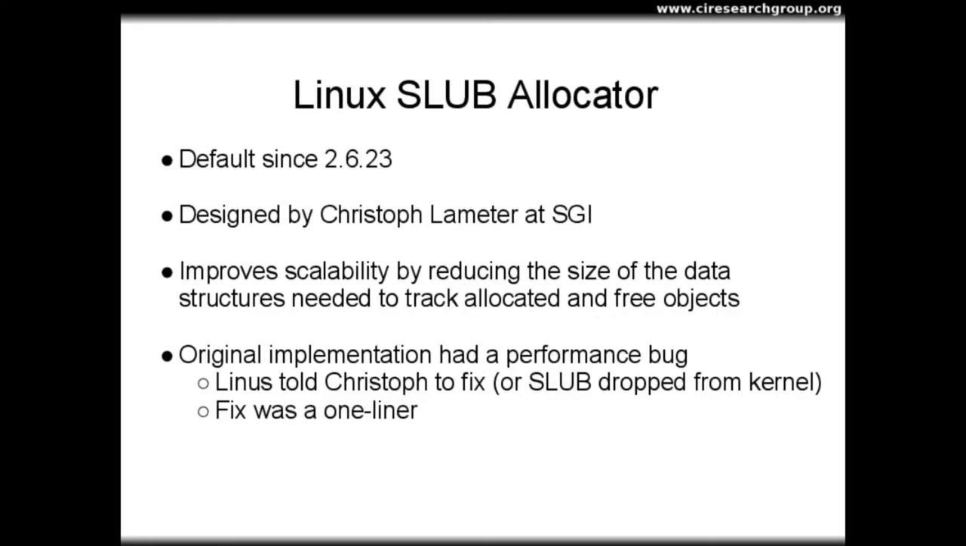In the end, it was determined that the bug was caused by adding partially used slabs to the beginning of a linked list instead of to the end of that list. The fix was a change to one line of code, and the SLUB allocator has been the default Linux allocator since 2.6.23.